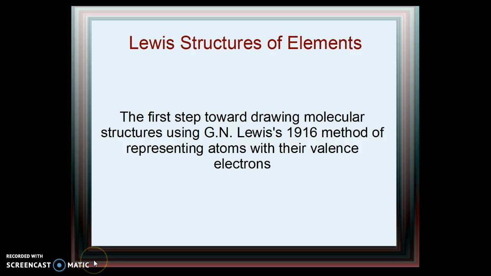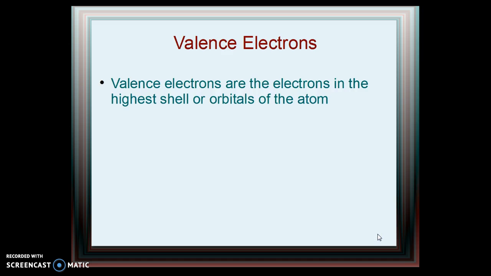Let's consider the Lewis structures of the atoms of the various elements. This is the first step towards an important skill, drawing molecular structures, or Lewis structures of molecules. We're going to focus on valence electrons. Valence electrons are the electrons in the highest shell, the highest energy level or orbitals of any given atom.